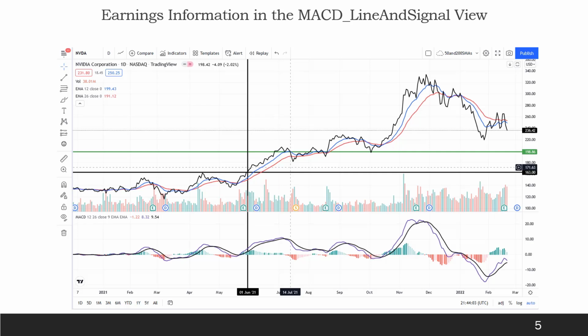This is the MACD_line and signal view for NVIDIA. Under the price history line, the 12-period exponential moving average, and the 26-period EMA curves, look at the green and red volume bars. We said E was an earnings indicator. Specifically, it is the earnings release date or earnings announcement date. D was a dividends indicator.